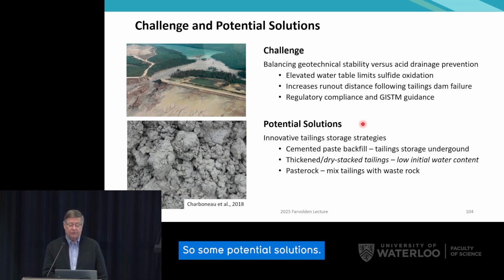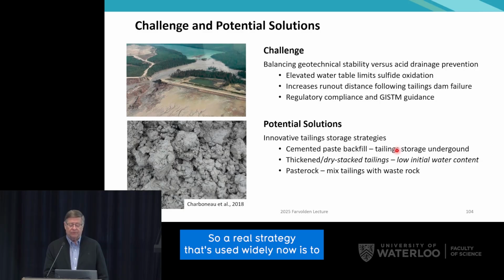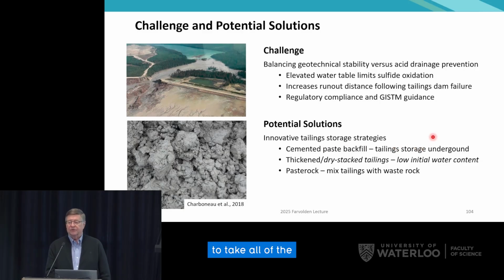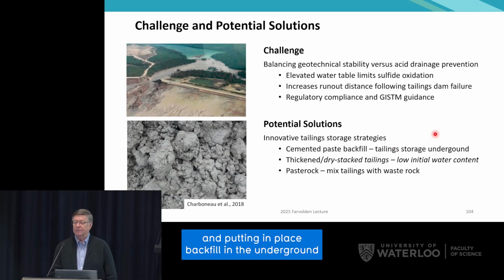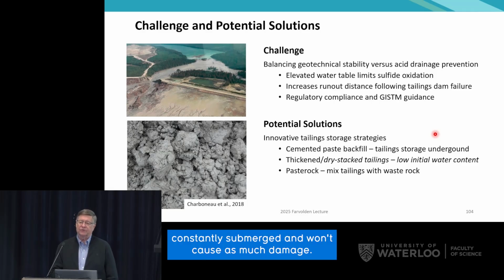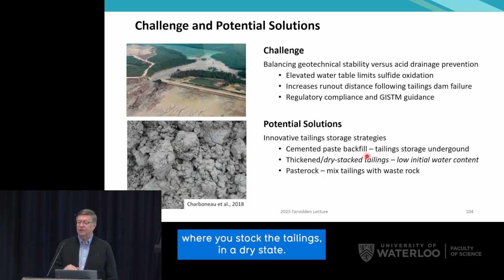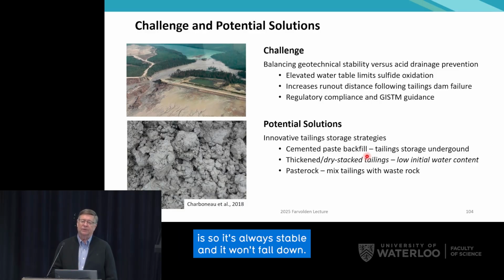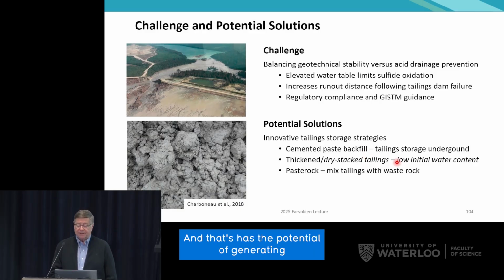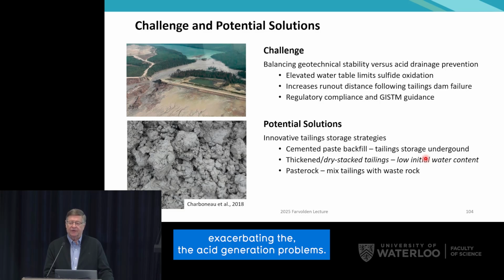There are some potential solutions. A strategy that's used widely now is to take as much of the sulfide out as you can and put in paste backfill in the underground, where it's constantly submerged and won't cause as much damage. There's a focus on thickened or dry stack tailings, where you stack the tailings in a dry state, and the objective of that is so it's always stable and won't fall down. That has the potential of generating very low moisture contents and then exacerbating the acid generation problems.